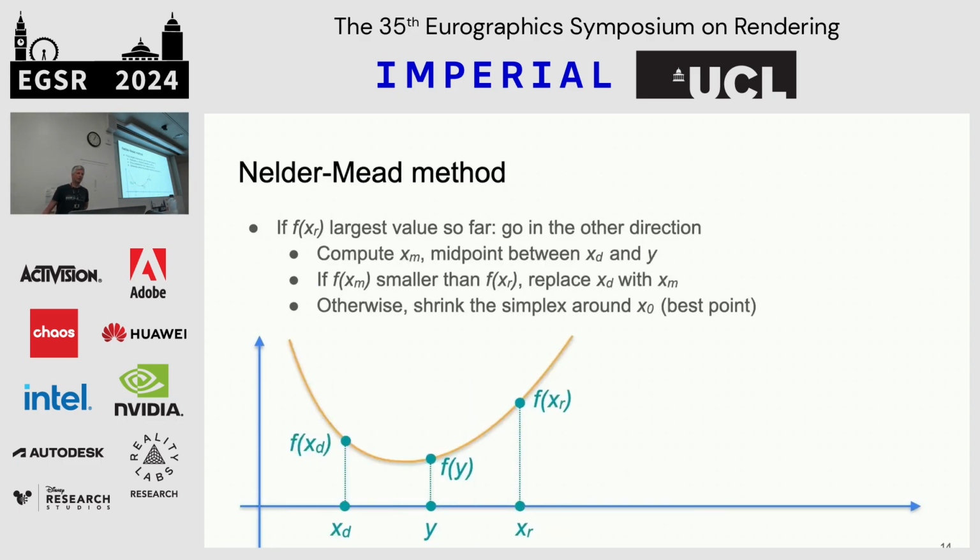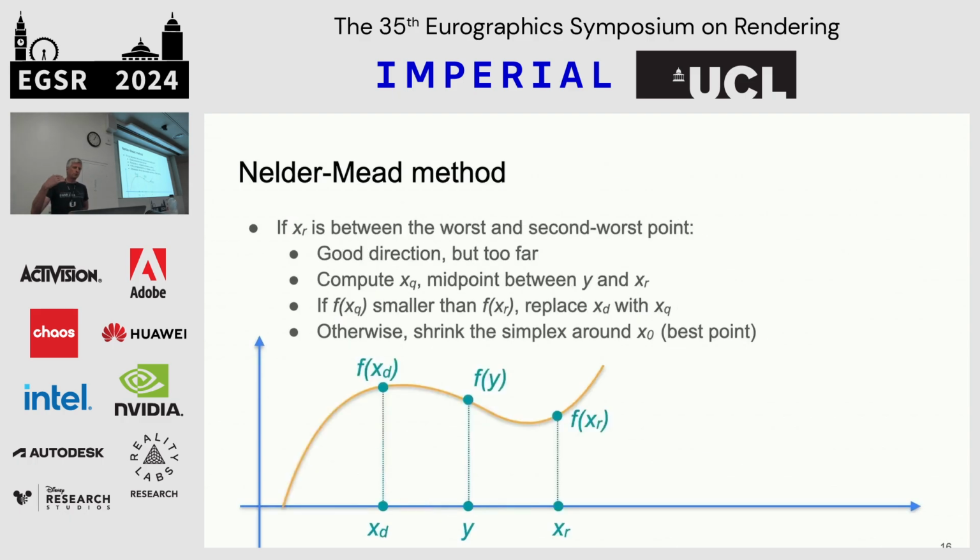Now, obviously, if xr is the worst value so far, then it's not the right direction. We went too far, so we're going backwards. So try to go in the direction between xd and y, but in the other direction, so in the middle between xd and y, and we check if that's a good direction. If it's a good direction, we keep it, and that's our new simplex. Oops, sorry, a bit too fast. And that's our new simplex.